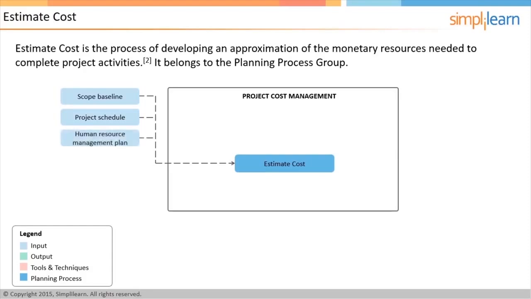Human Resource Management Plan is another important input. Various elements like personnel rates, rewards or recognition programs, etc., are covered in the Human Resource Management Plan, which is important in approximating the cost estimate. Human Resource Management Plan will be discussed in detail in the Human Resource Management Knowledge area.